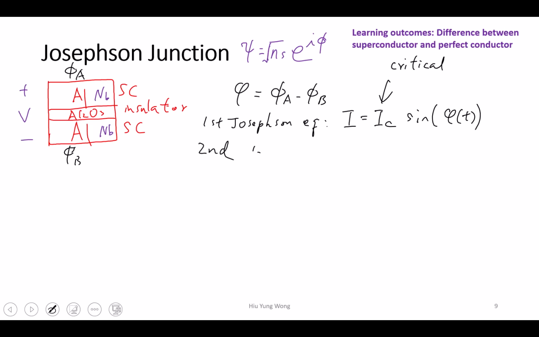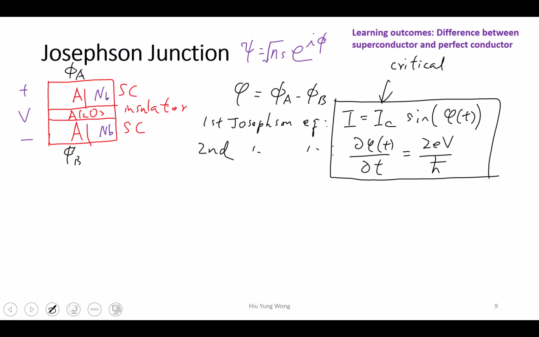Then it has the second Josephson equation. It tells us that the rate of change of the phase depends on the voltage across it. So these are two important equations. I hope that you can memorize them. If not, at least you know that the current depends on the phase difference across it, not the voltage, but the phase is going to change depending on the voltage across it. Okay? Now, we will try to understand these equations more.